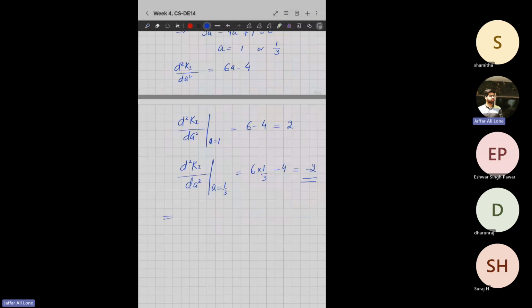It implies a equal to 1 by 3 maximizes the integral gain. Or in other words, when a is 1 by 3, the value of Ki is maximum. So maxima and minima, it comes from your class 12, right? So this was some basic touch of PID controllers.